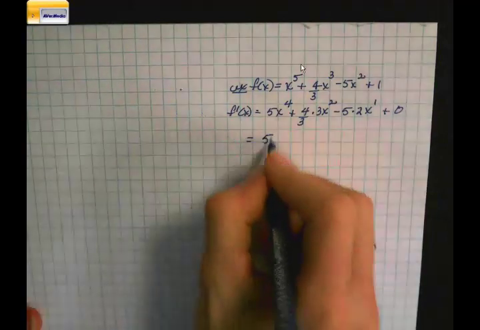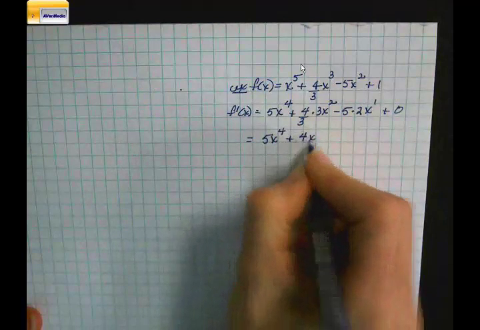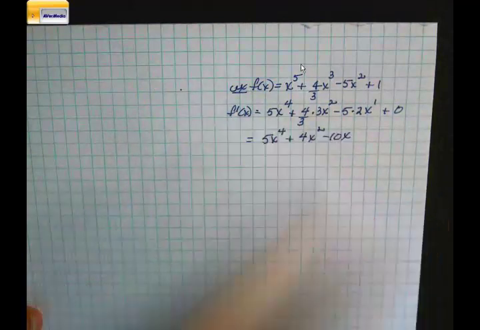So what does this equal? 5x to the 4th plus 4/3 times 3x squared is 4x squared, minus 10x.